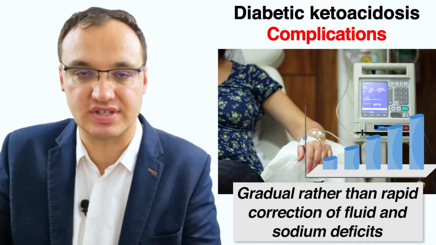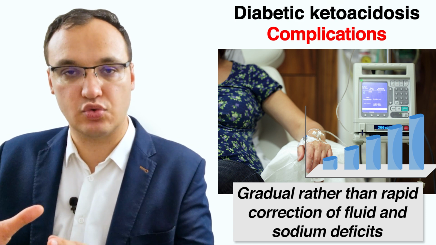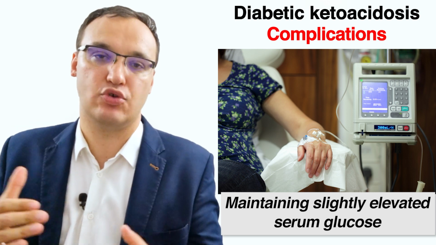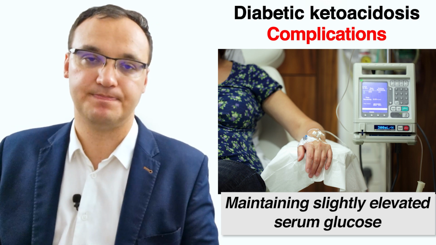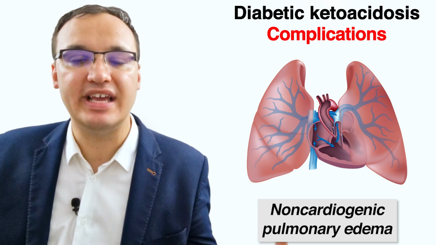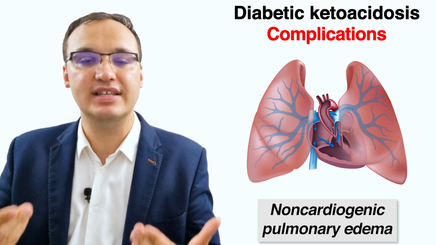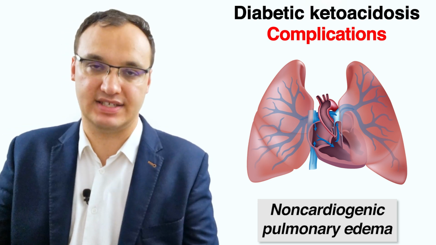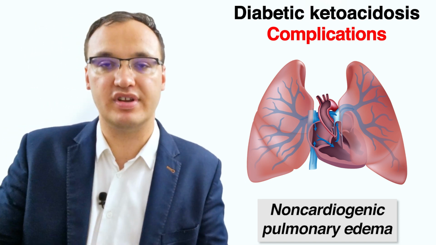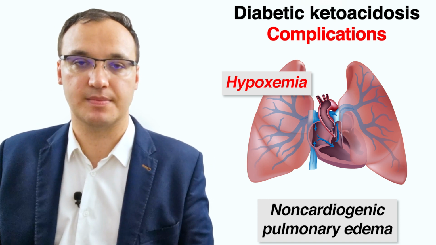Possible preventative measures in high-risk patients include gradual rather than rapid correction of fluid and sodium deficits, and maintaining slightly elevated serum glucose until the patient is stable. Non-cardiac pulmonary edema is fluid accumulation in the tissue and in the air spaces of the lungs, and that can lead to impaired gas exchange and may cause respiratory failure. So pulmonary edema and hypoxemia can complicate the treatment of diabetic ketoacidosis.